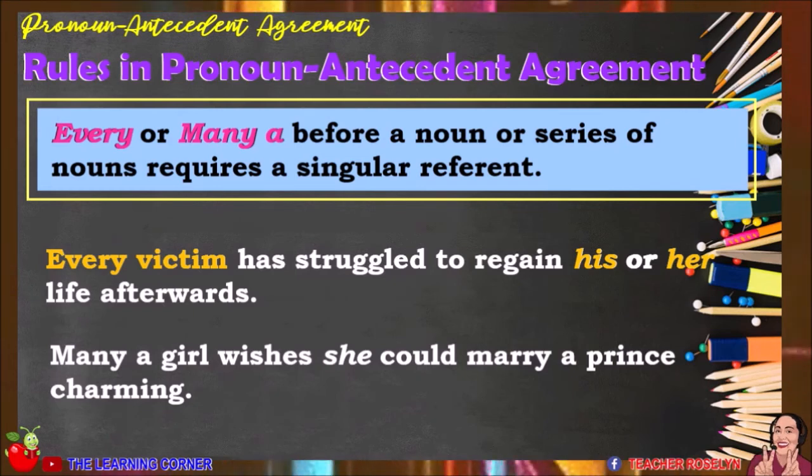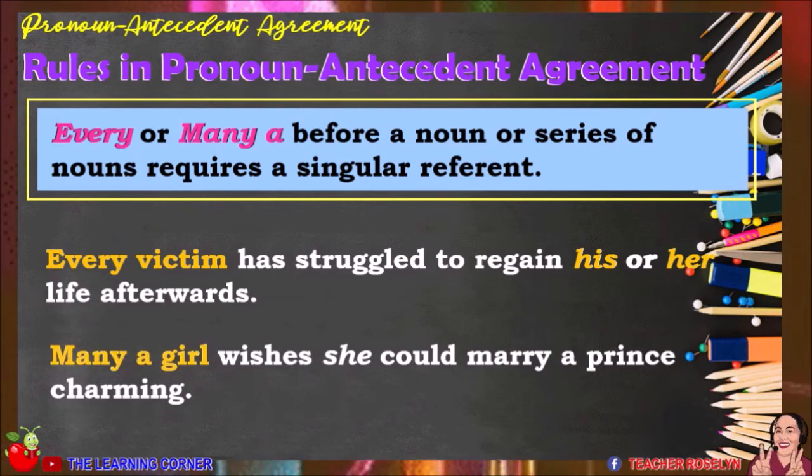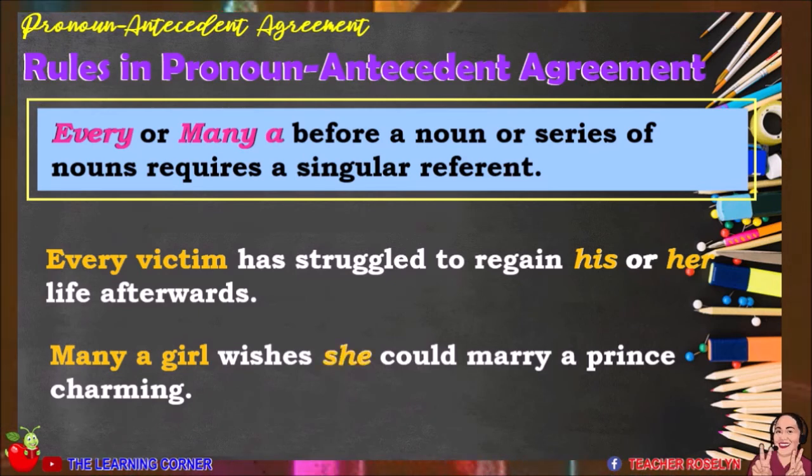Many a girl wishes she could marry a Prince Charming. Many a girl refers to a singular subject. That's why we use the singular pronoun she.